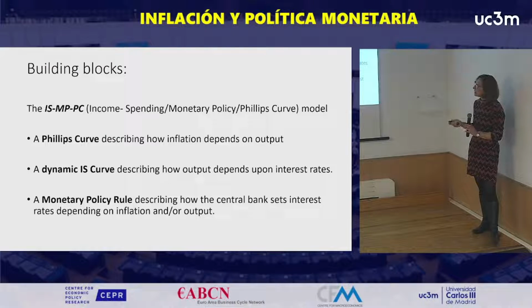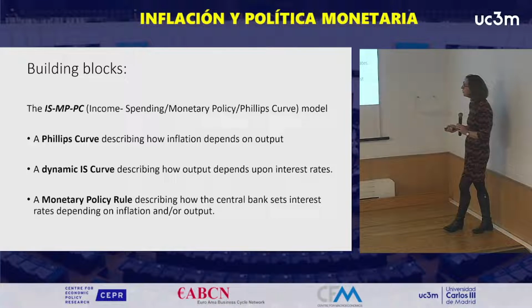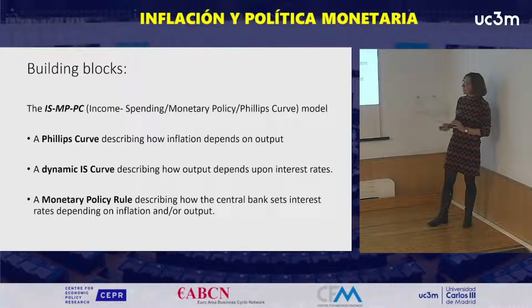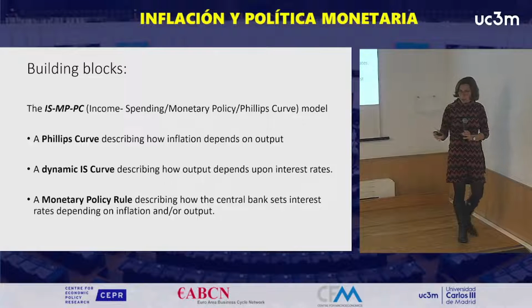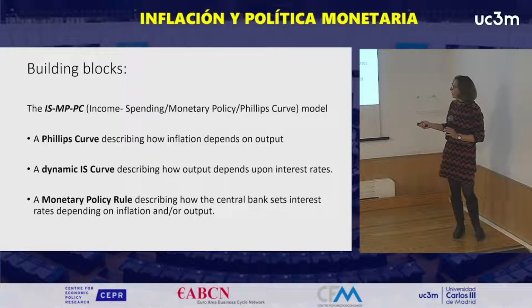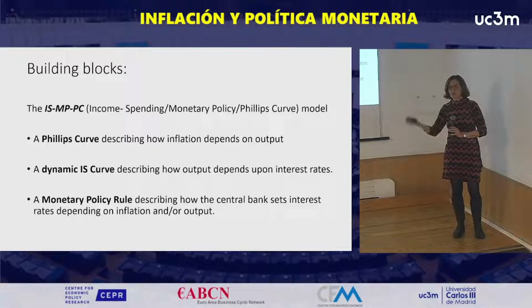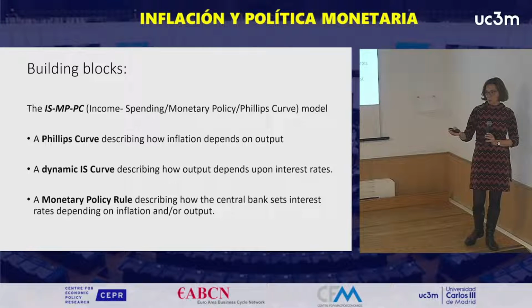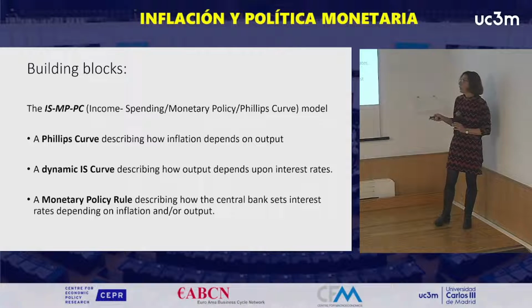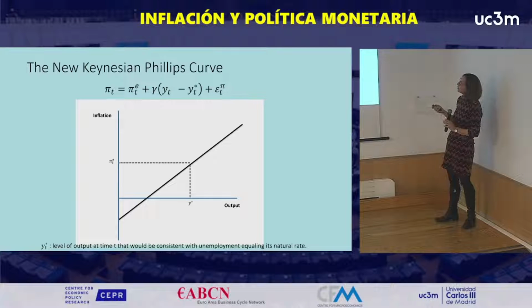This model has 3 building blocks. What we're going to call the Phillips curve, or the New Keynesian Phillips curve, which is going to describe how inflation is going to depend on output, so the supply side of the economy. Then we are going to have a dynamic IS curve, which is basically the Euler equation that says how the real interest rate relates to output movements. And then a monetary policy rule, which is going to describe how the central bank is going to react with respect to output and inflation deviations. Okay, from what? From the target and from potential. Am I clear? Good.